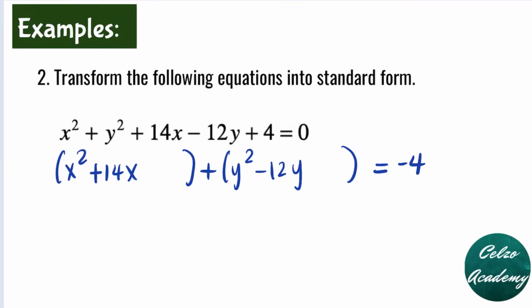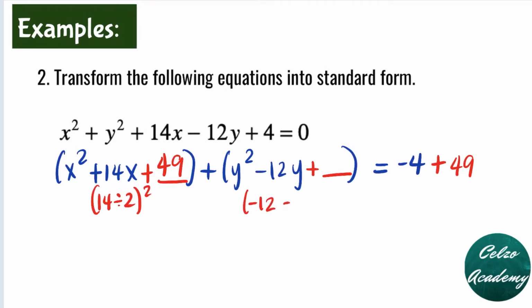Now we need to complete the square by adding a third term for each group. So to find the third term, we need to divide 14 by 2, which is 7, and then square it, so that's 49. So we need to add 49 on the left. We also need to add 49 on the right side, again, to maintain equality. For the second group, we need to divide negative 12 by 2, which is negative 6, square it, that's positive 36. So plus 36 to both sides.